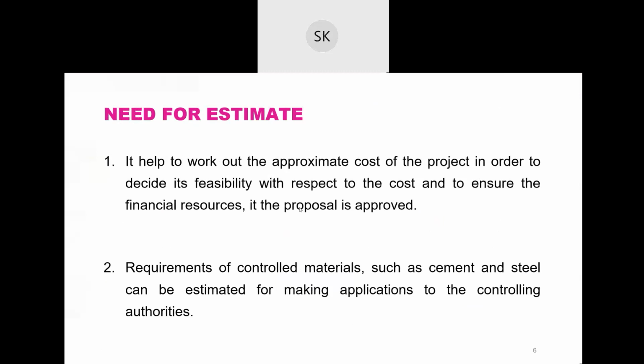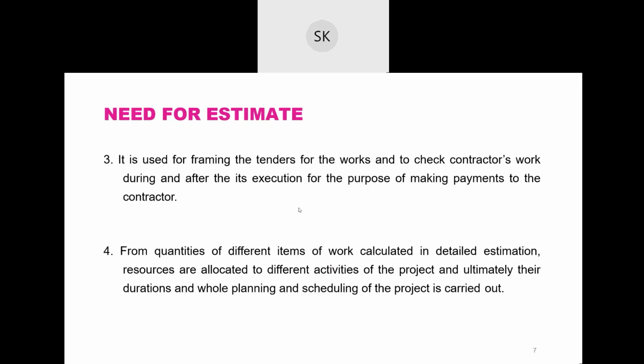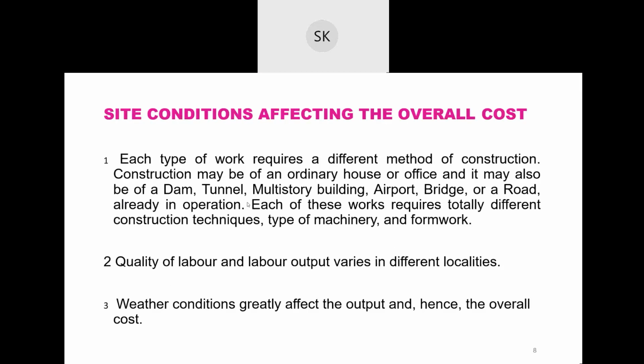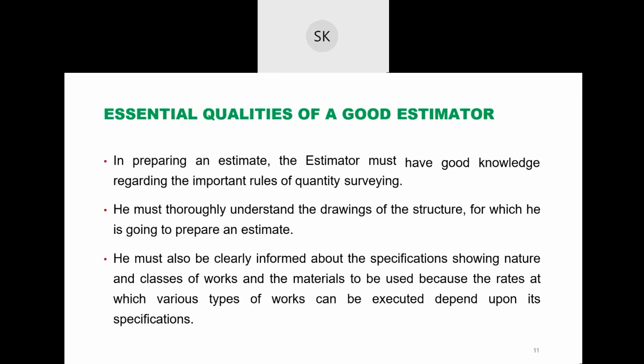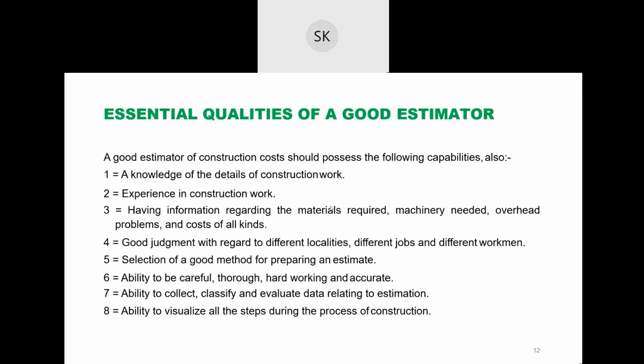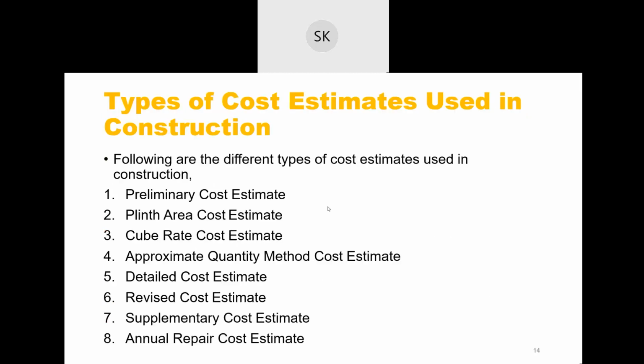What are the needs for an estimate? Site condition affecting the overall cost. So how can your site condition affect the overall cost of the project? What are the essential qualities of a good estimator? Now, types of cost estimates used in construction: preliminary, plinth, cube, approximate, detail, revised, supplementary, and annual repair. So basically, the main one is the detail cost estimate.